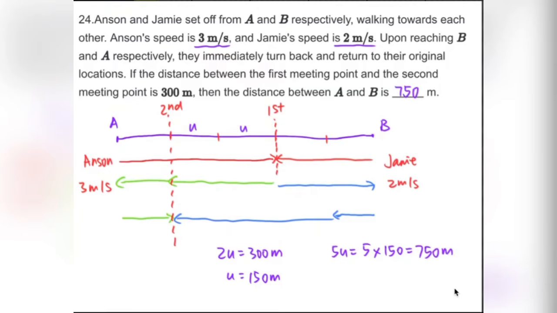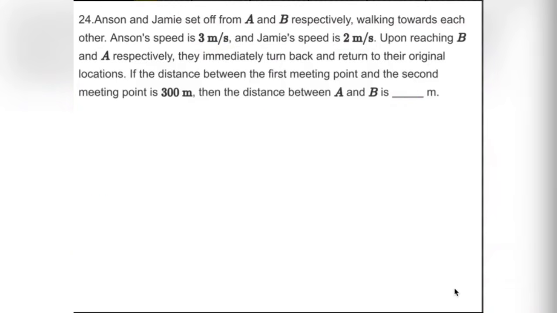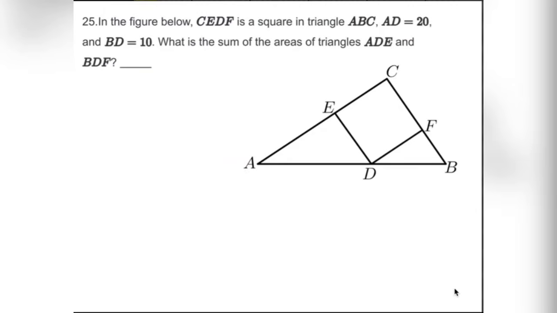Okay? The last one, number 25. In the figure below, CEDF is a square in triangle ABC. AD equals 20 and BD equals 10. What is the sum of the areas of triangles ADE and BDF? Okay, for these 2 parts, let me just highlight ADE and BDF.